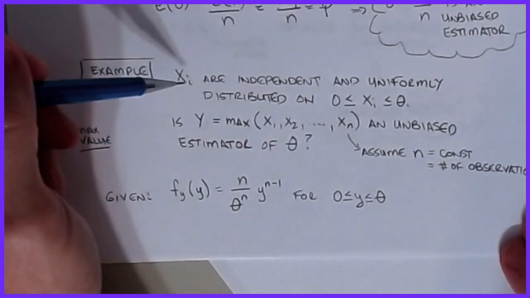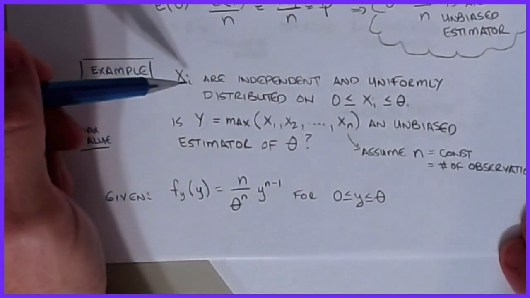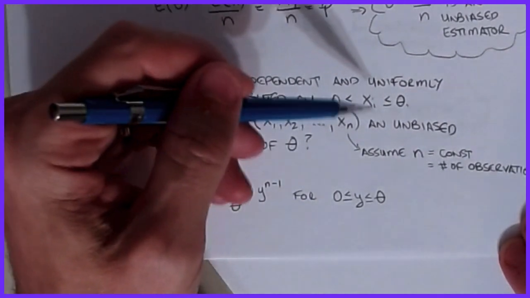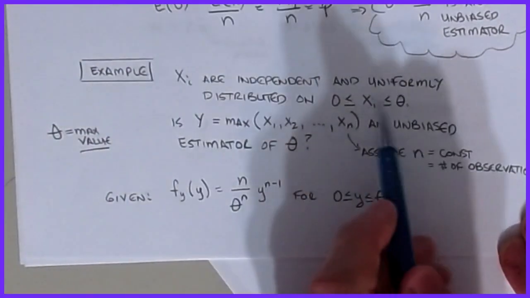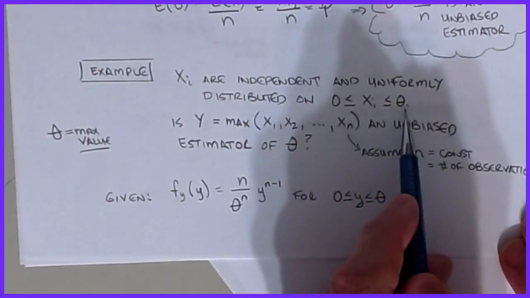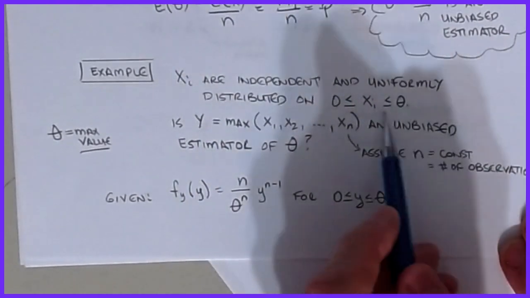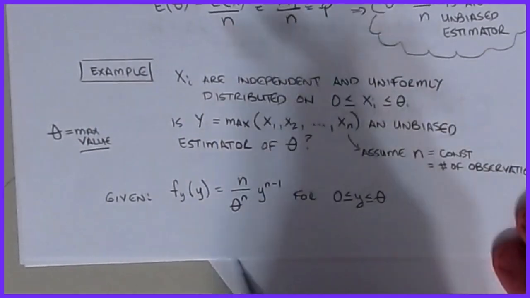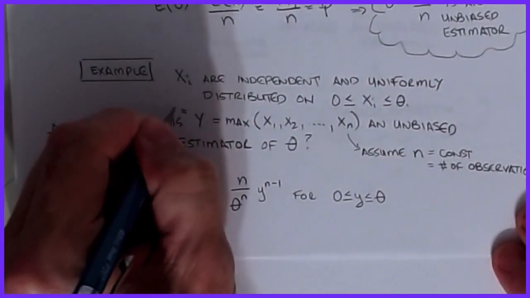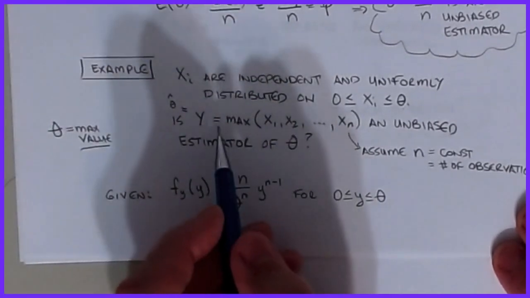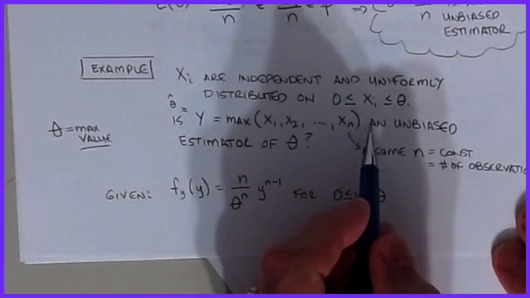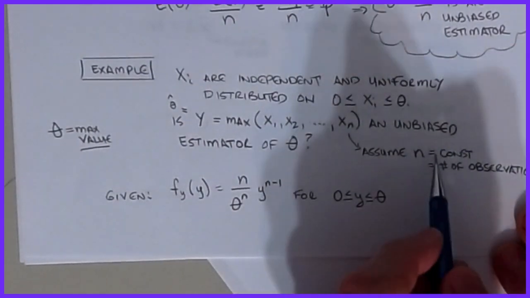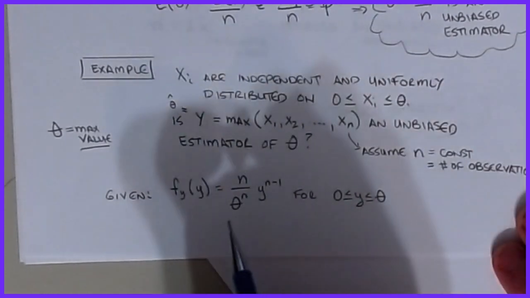We're going to assume that we have a set of data, a set of x's, in which my xi are independent and uniformly distributed on the interval 0 less than or equal to xi less than or equal to theta. So my population statistic is the maximum value, and my random variable can be anywhere between 0 and my max value. What we want to know is whether y, which is just another way of saying theta hat being equal to the maximum of all the data points in my sample, is an unbiased estimator of theta. Again, we're assuming n is a constant, equal to the number of observations that we're making.